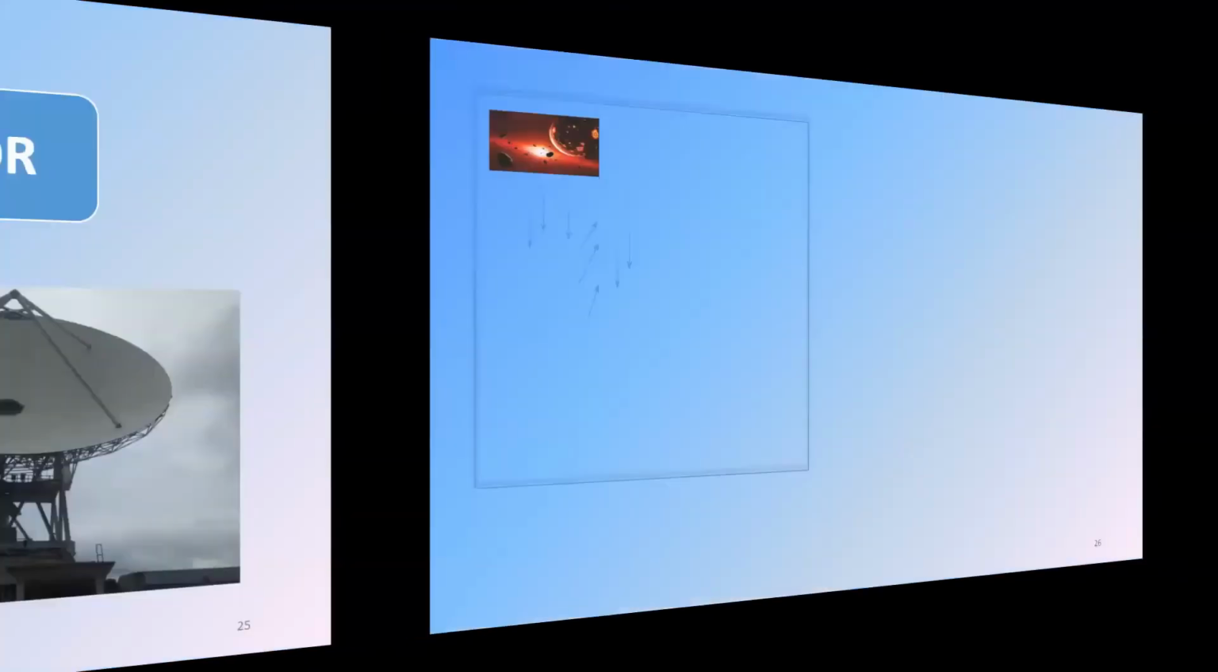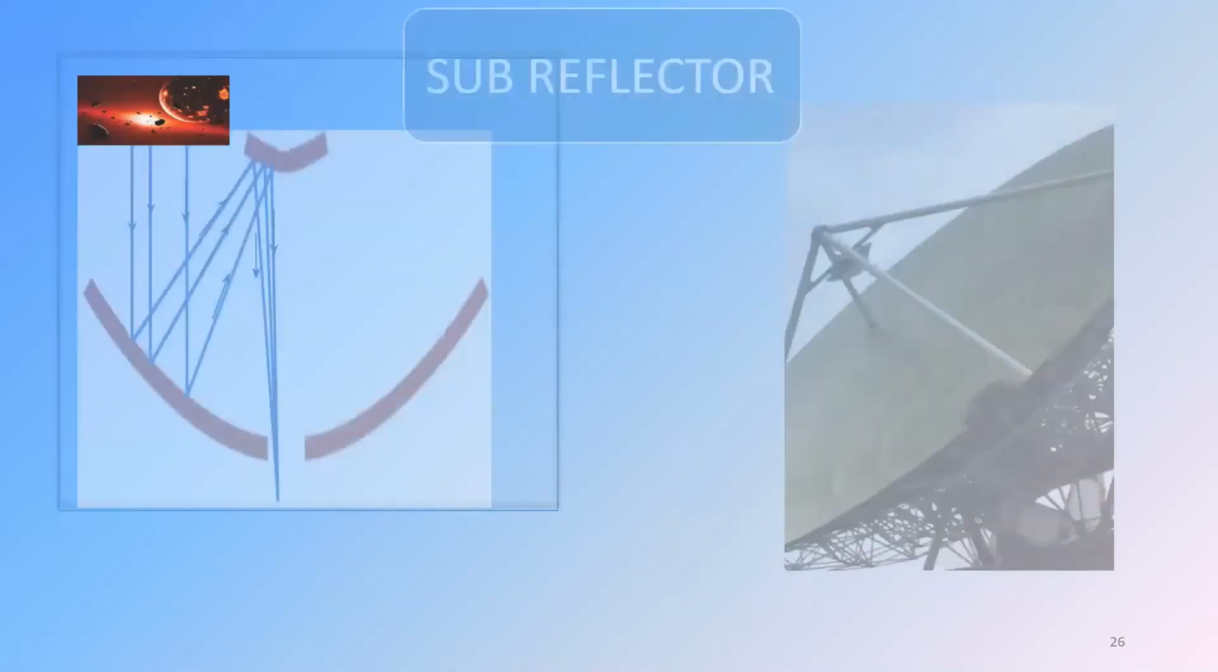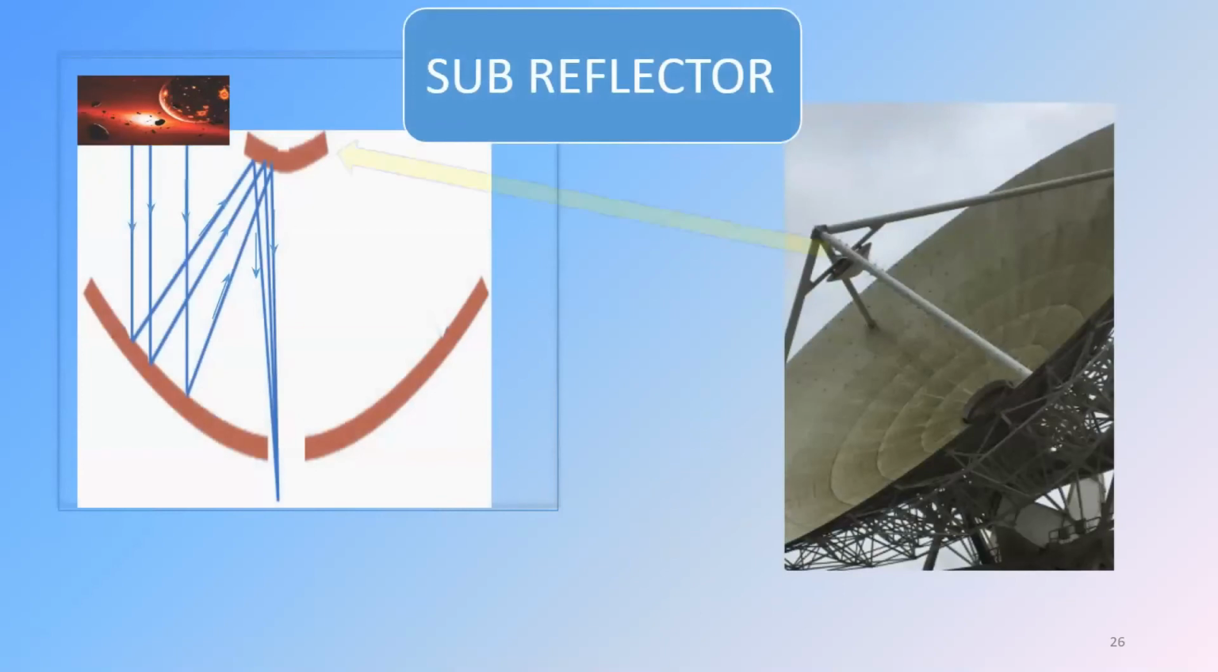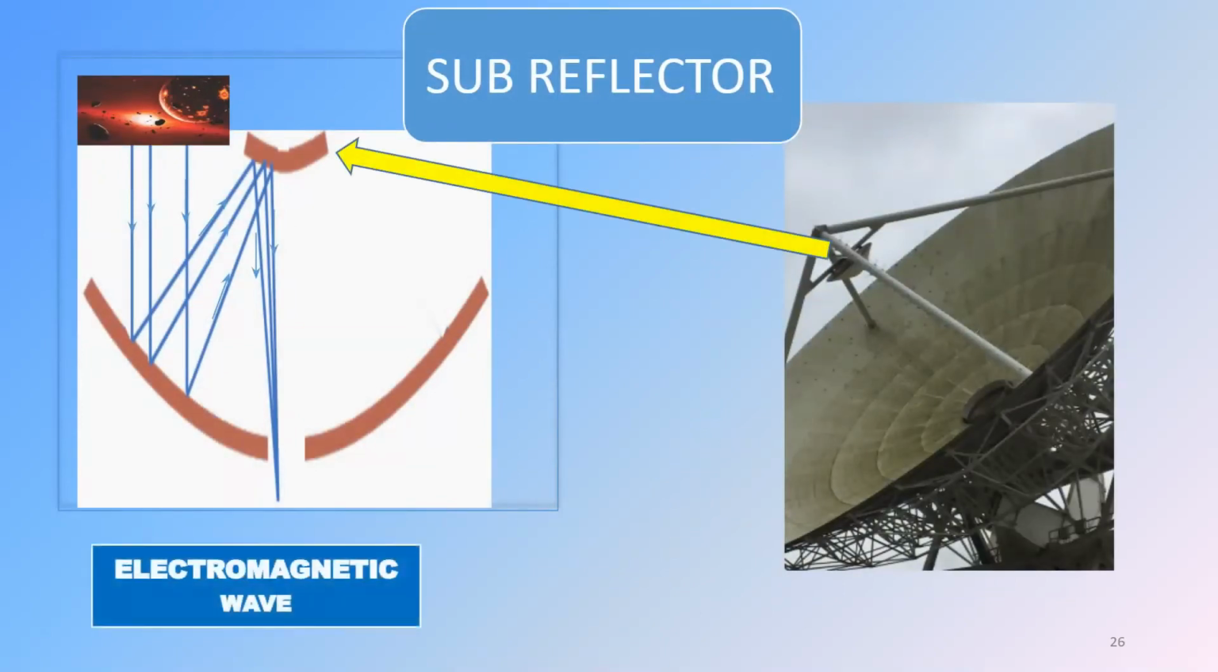Then we have the sub-reflector. The function of this sub-reflector is to direct the electromagnetic waves reflected from the main reflector.